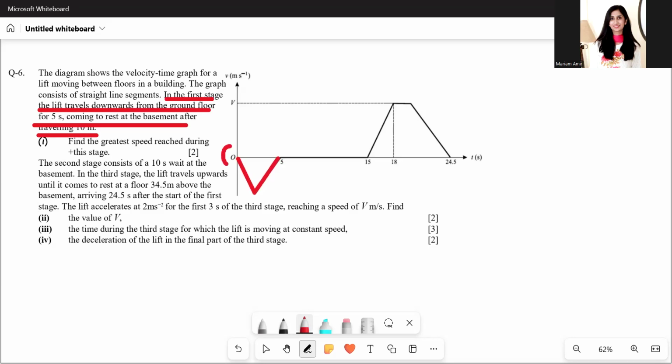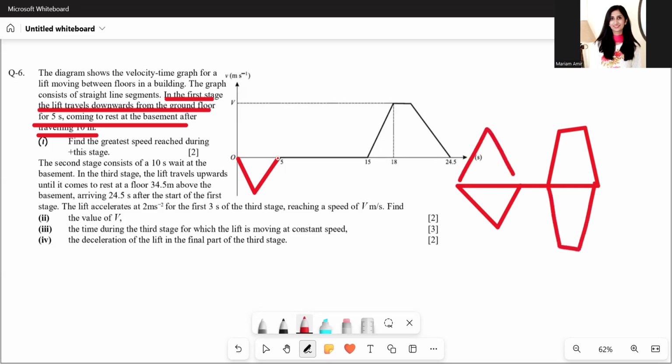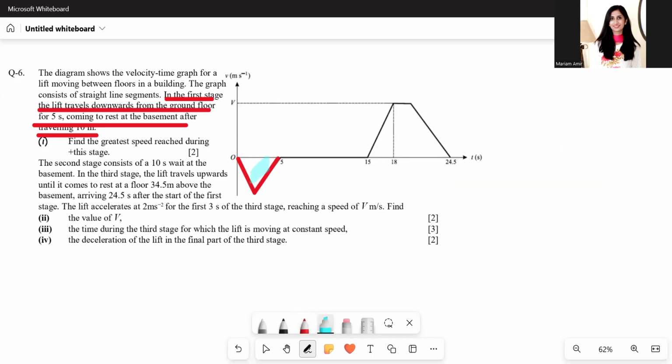First, the speed is 0, then the lift starts traveling downwards. Now they chose to show that through a downward motion. Okay, so the downward journey is being represented by the region under the x-axis, and the upward journey is being represented by the region above the x-axis. It could have been swapped. So that's how the person who made the question decided to structure it. But they could have made this up and made this down as well. You just need to know that these two parts represent opposite direction of motion.